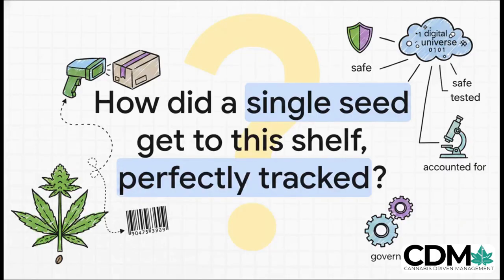So you walk into a dispensary and you see a product on the shelf. That's it, right? The end of the story? But really, it's just the last page. The real question is, how did it get there? How does the government and the industry itself know for sure that the product you're holding is safe, that it's been tested, and that every single gram is accounted for? Well, the answer lives in a kind of parallel digital universe.